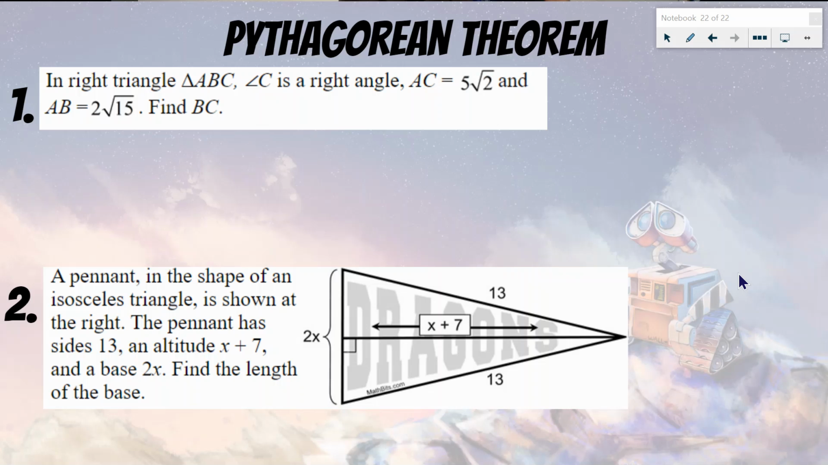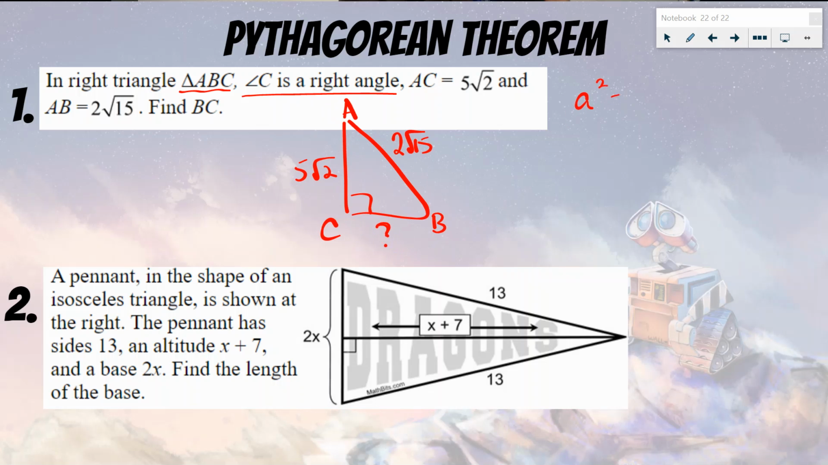So I'm going to show you how to solve one of these problems, and then let you solve the other three. I'm also going to talk about Pythagorean inequalities in a second. We have this right triangle ABC, where C is the right angle. AC, I'm going to just say that this is A, is 5 times the square root of 2. AB is 2 times the square root of 15. Find BC.